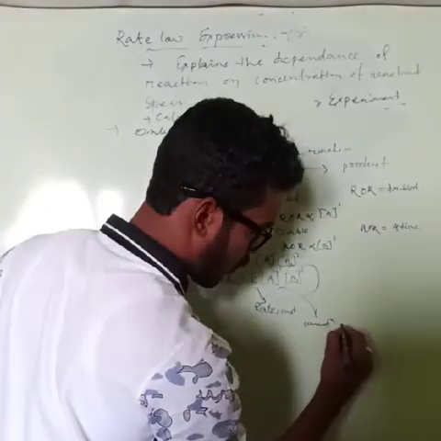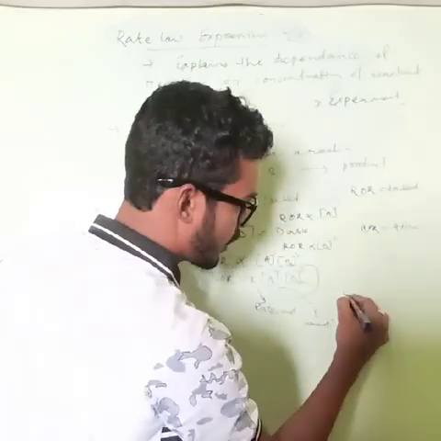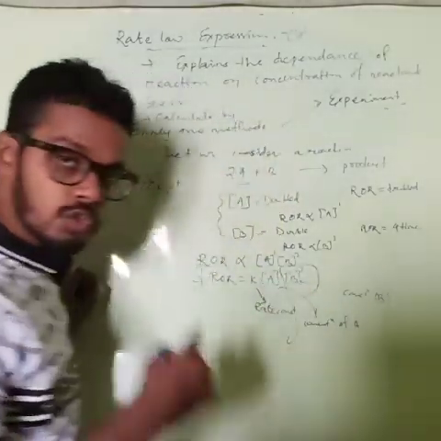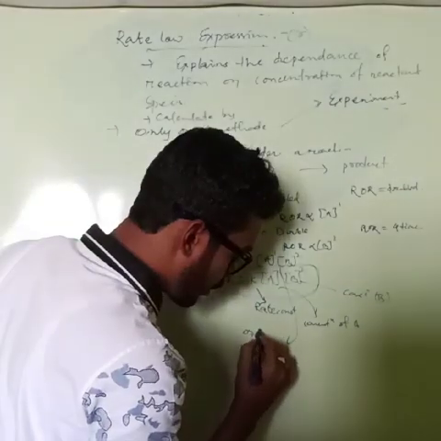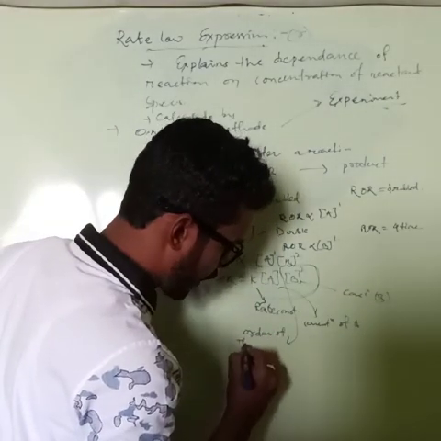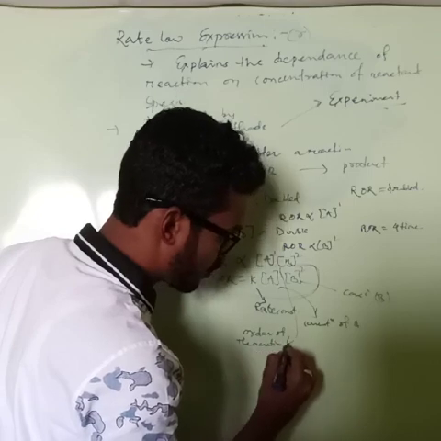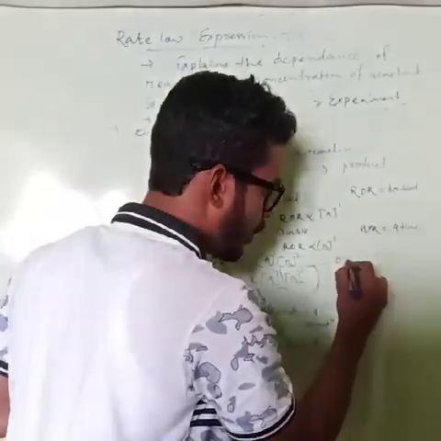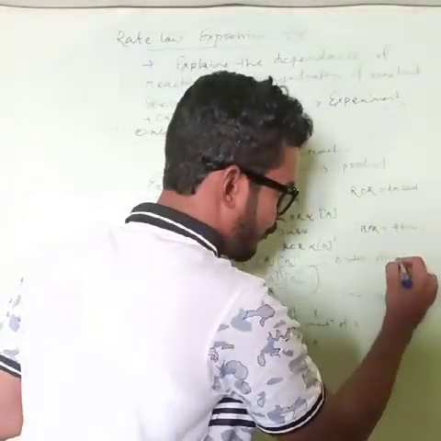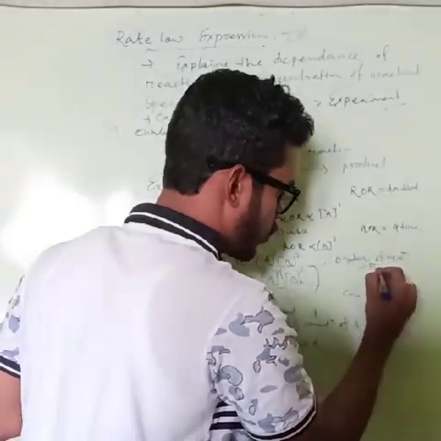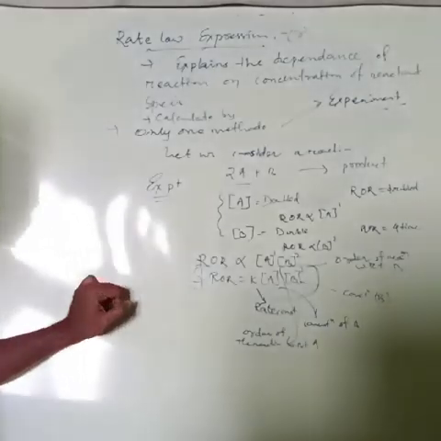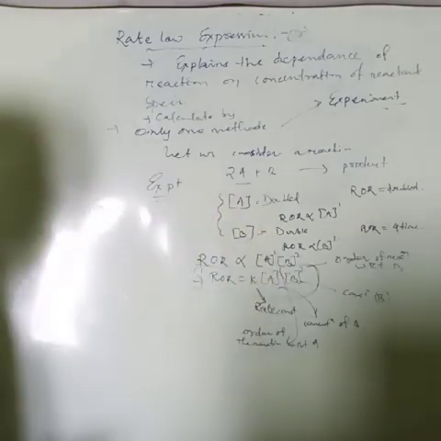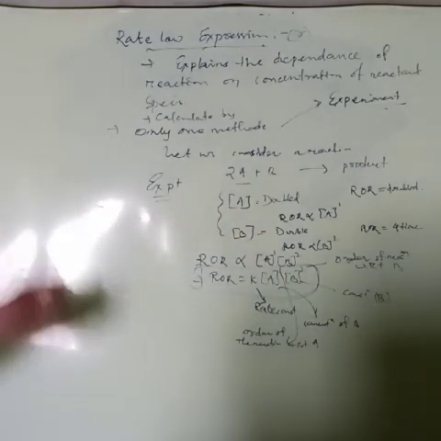A is the concentration of A, and B is the concentration of B, and this one is what? The order of the reaction with respect to A, and this 2 is what? The order of the reaction with respect to B. Okay, so this is the ROR, or your rate constant, or rate law.